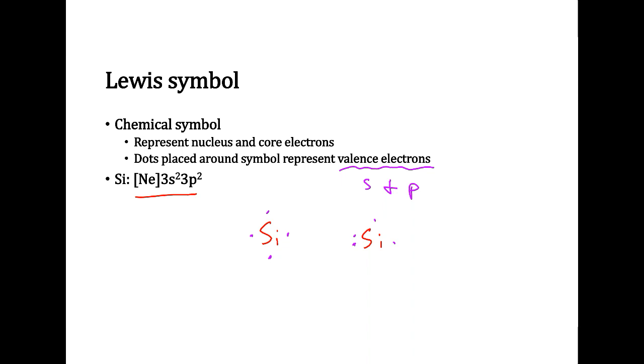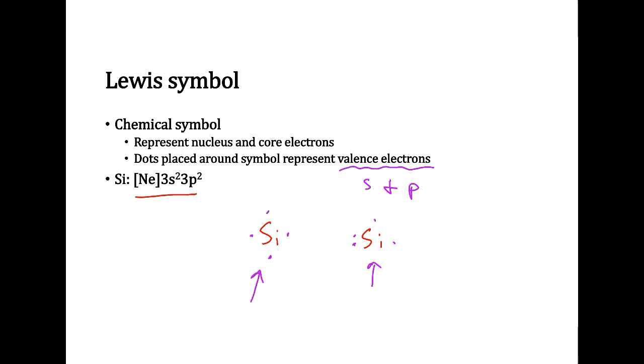Depending on what we're trying to do, usually if I'm drawing a Lewis symbol by itself, I would tend to use this method where I fill up the s orbital, then the p orbitals. But as we start to draw Lewis structures later on, the other one may be a little bit better for seeing how things are going to bond.